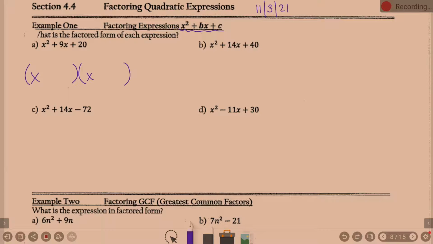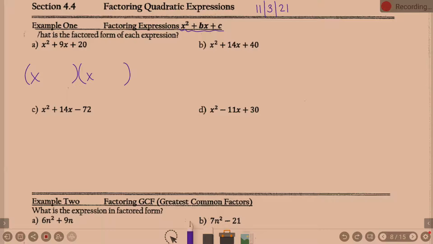So, now we have to figure out what two numbers go in there, because these are x plus or minus a number, x plus or minus a number. So how do we figure out the numbers? Greatest common factor. Not greatest common factor. We have to use the 9 and the 20 to figure it out. Well, you kind of are plugging them in.